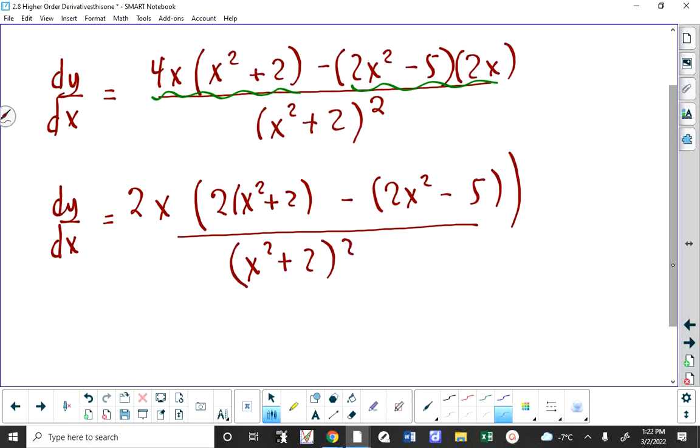This is still the first derivative. Let me double check by expanding that in. So what's going on in my head right now is I'm doing this to make sure I get what I started off with in the line above it. 4x times x squared plus 2 minus 2x times 2x squared minus 5.